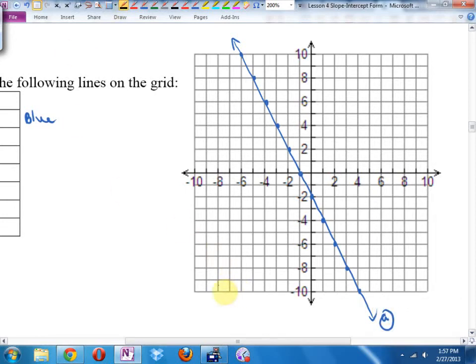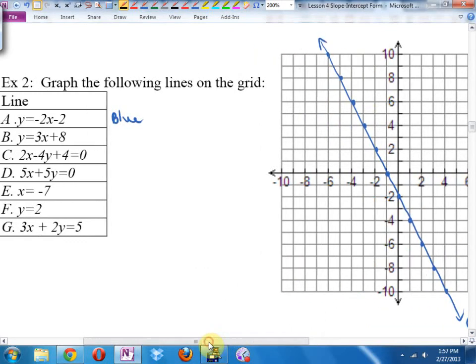Line B, I'll do this one in black. Is it in slope-intercept form? It is, Curtis? Excellent. Curtis, my friend, what's the y-intercept? I agree. I'm going to put a big dot right there. What's the slope? Where'd that come from? The x coefficient. The number in front of the x.